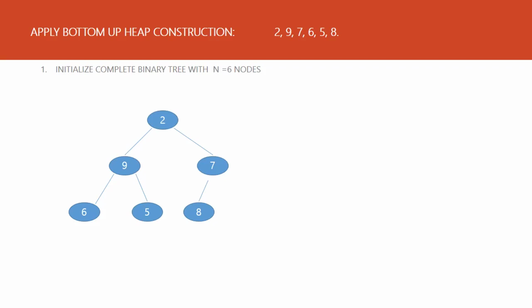So now we have created a complete binary tree. Identify which are the parent nodes and the leaf nodes. Here 2, 9, 7 are the parent nodes as they have children, and 6, 5, 8 are the leaf nodes. Remember, the creation of a complete binary tree satisfies the first property of the heap.